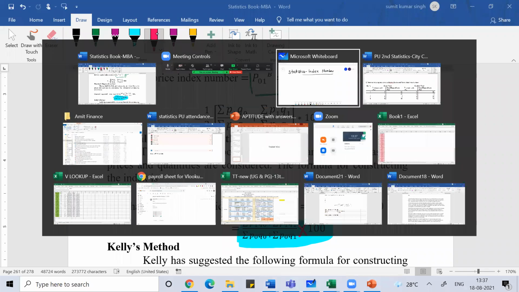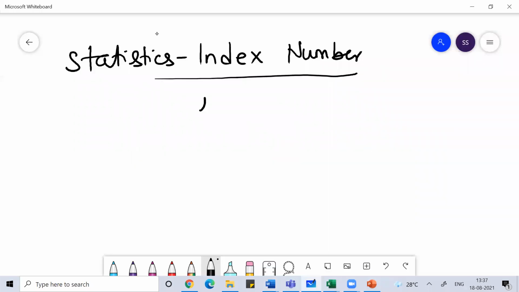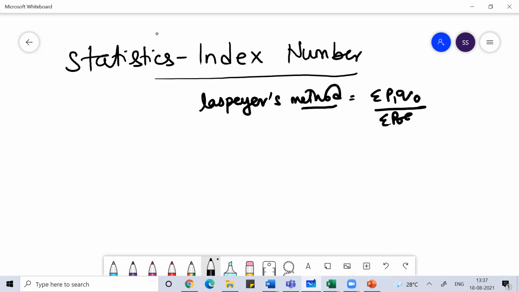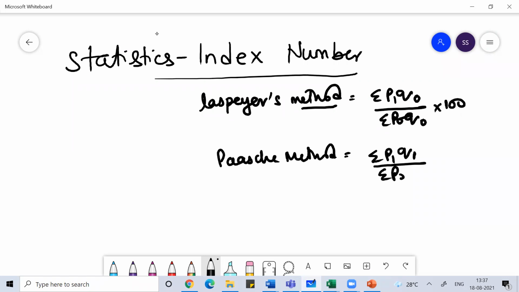Clear, everyone? If I talk about the Laspeyres method, the formula is sum of P1 Q naught divided by sum of P naught Q naught into 100. This is the Laspeyres method. If I talk about the Paasche method, the formula is sum of P1 Q1 divided by sum of P naught Q1 into 100. So you just find Laspeyres and Paasche.